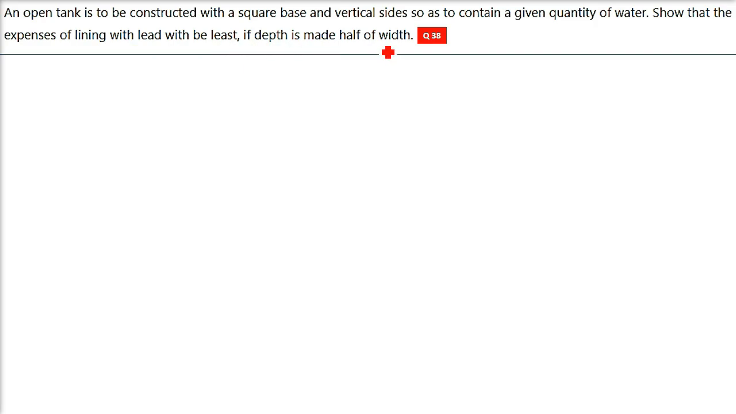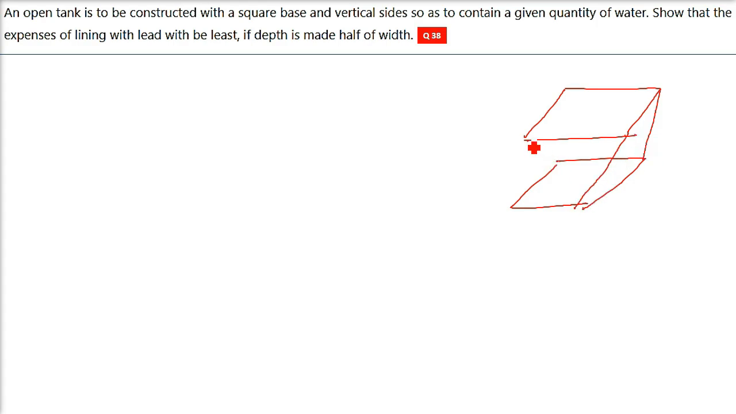So depth is equal to width by 2 is what we need to get. And you are just going to witness the most beautiful drawing you have ever seen. I'm just drawing the open tank. I'm trying to make it as beautiful as I can. Let's see how it goes. So this is the tank I'm making.